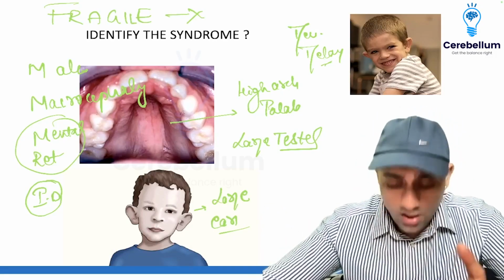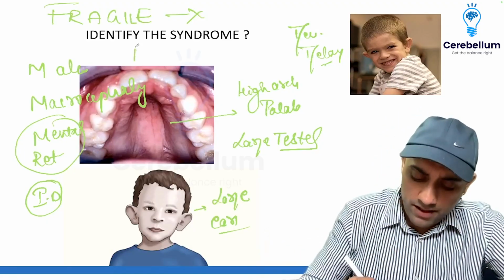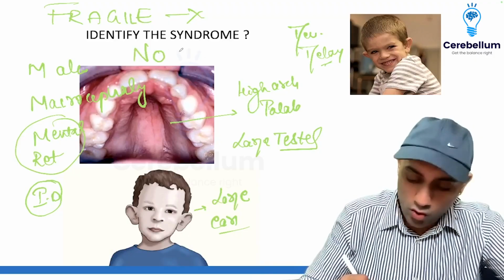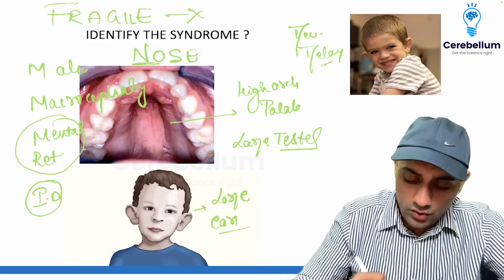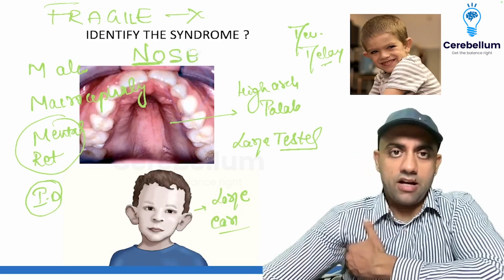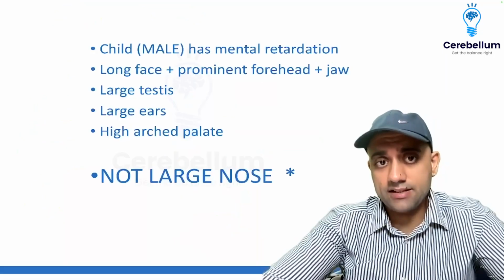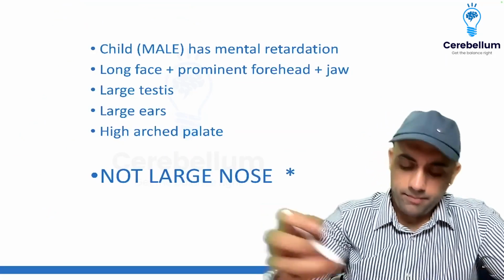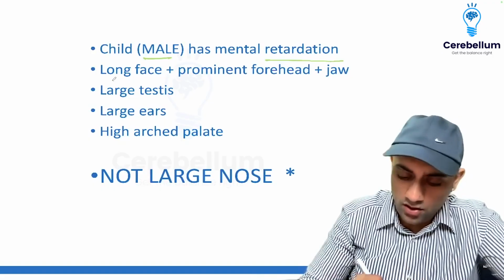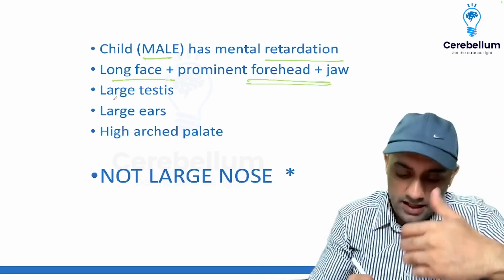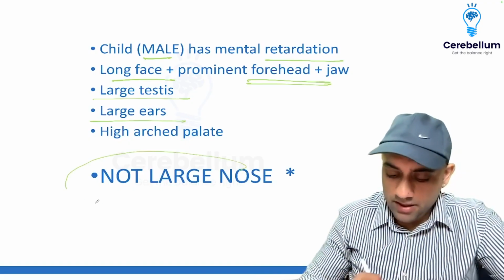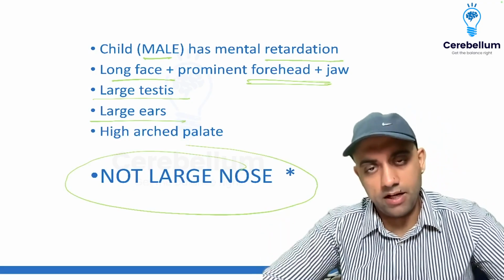One thing which is not large in this patient is an exam question. N for no, N for nose. So nose is not large, remember, in this patient. These are the important points you should know about fragile X syndrome. Everything I told: male patient, mental retardation, long face, prominent forehead, large testes, large ears, but not large nose. Remember that.